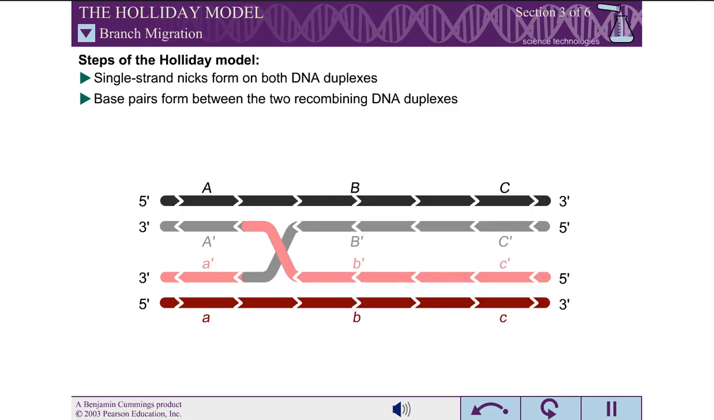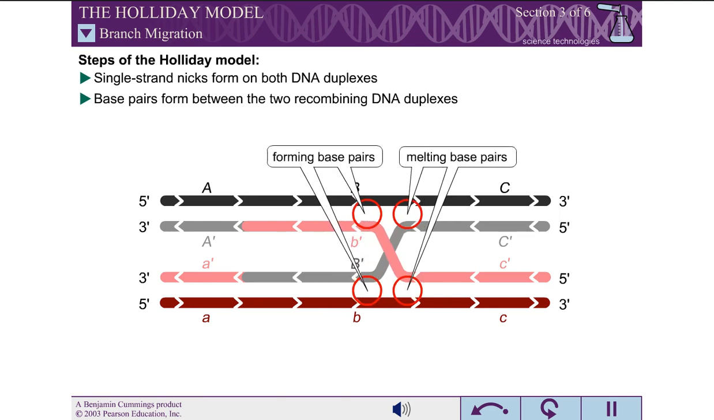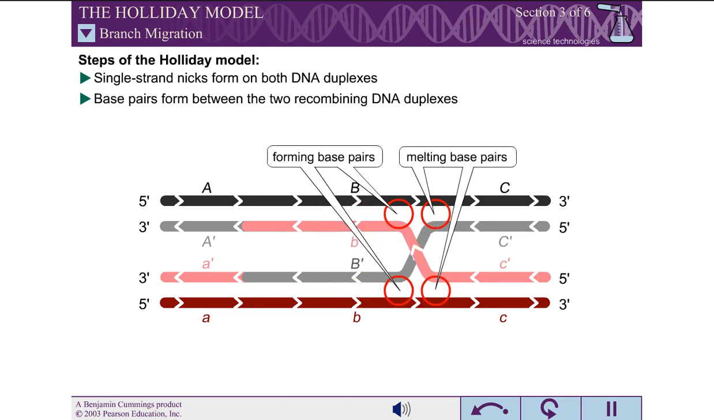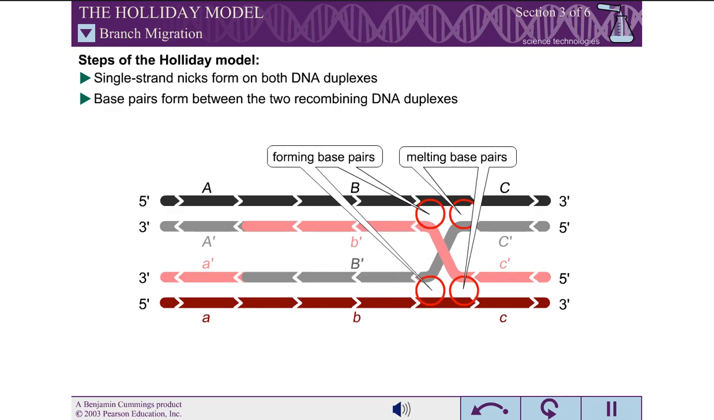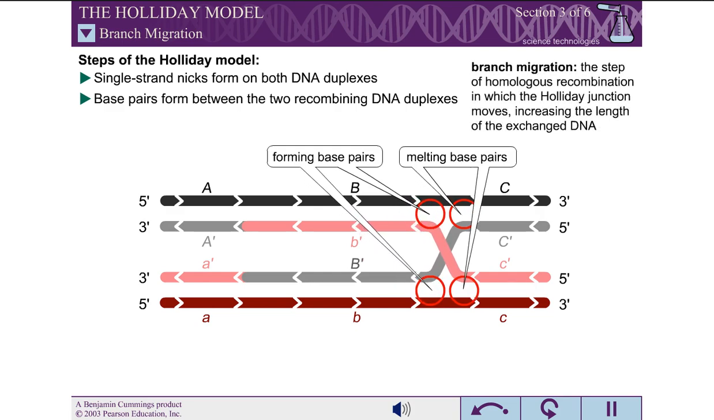The Holliday junction can move along the DNA by repeated melting and formation of base pairs. Each time the junction moves, base pairs are broken in the parental DNA molecules, and identical base pairs are formed in the recombination intermediate. This process is called branch migration.